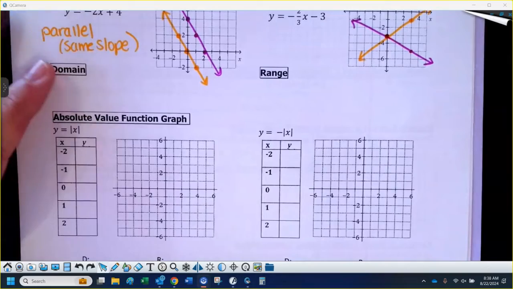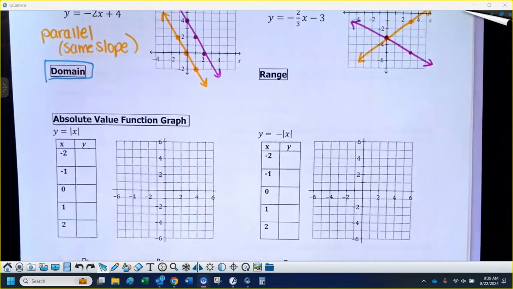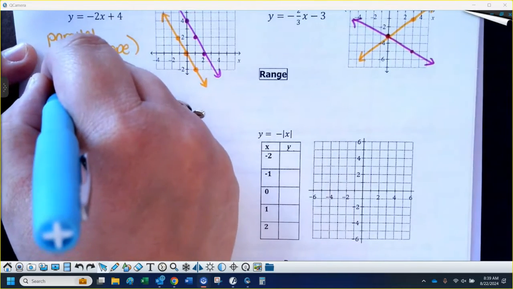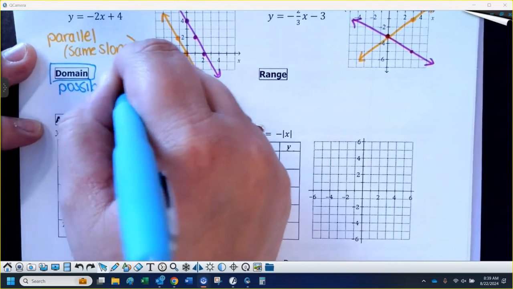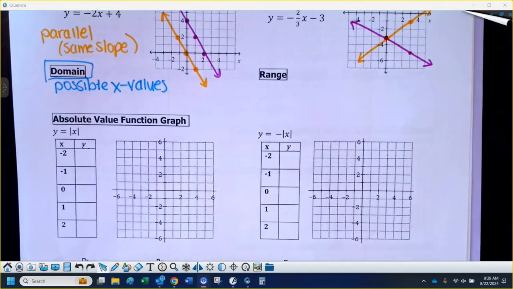What do you think of when you see the word domain of a graph? Like, what does the domain represent? X or Y? Thank you. Okay. Domain is all your possible X values.